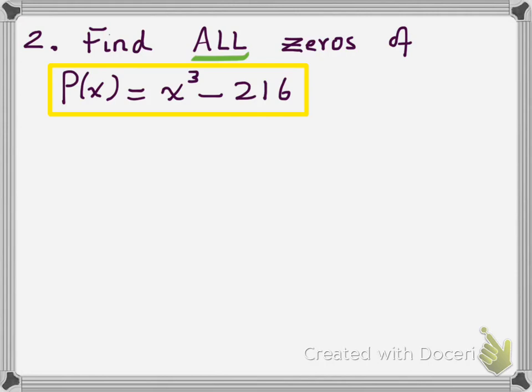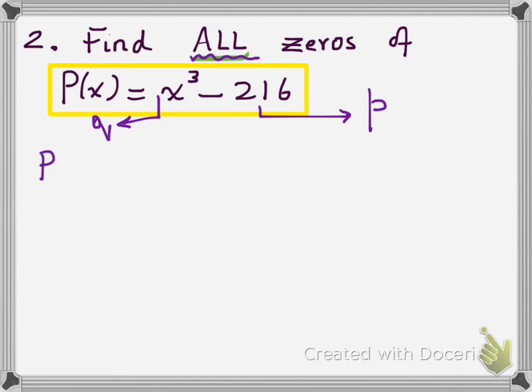In this example, we are asked to find all zeros of the given polynomial x cubed minus 216. The way I'm going to work this out would be using the rational zeros theorem. So I notice that 216 is that lowercase p, and the leading coefficient is a 1, which is my q.